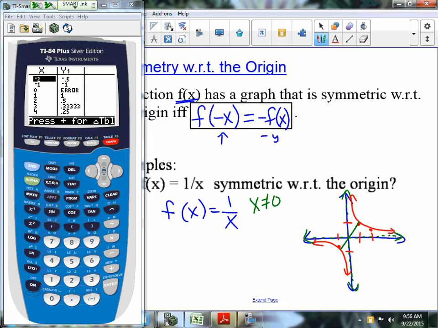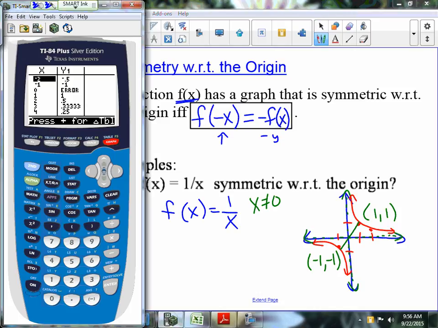Sure looks like it to me, and we can look at those points. 1, 1, negative 1, negative 1. That's like x, y, opposite of x, opposite of y, which is great, but there's infinitely many points on this graph. We have to be able to prove it. So here's how we prove it.